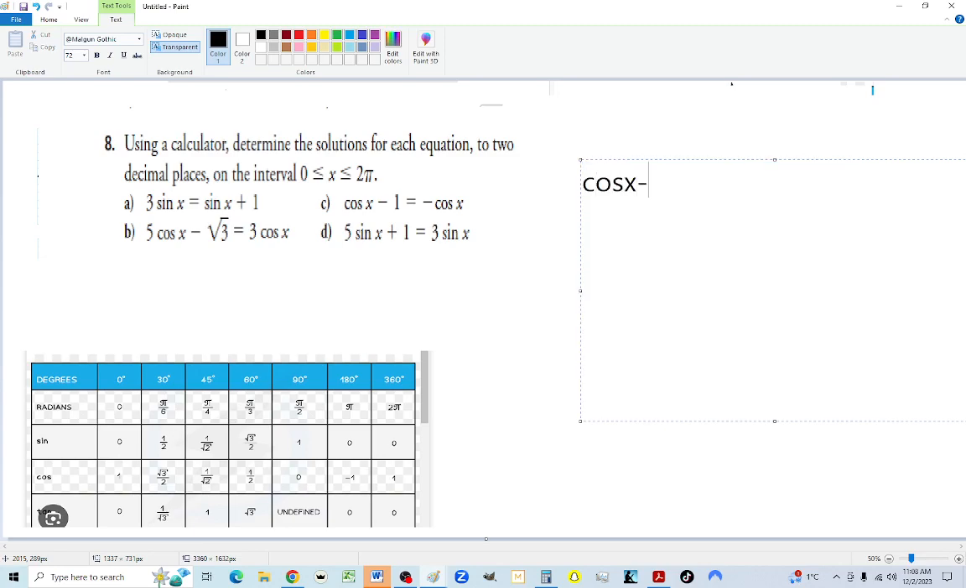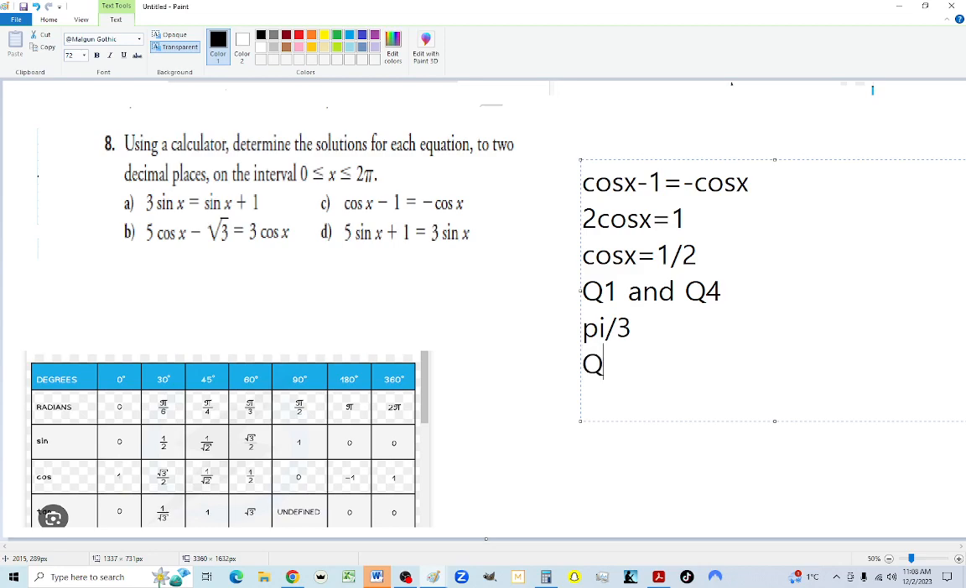Cos x minus 1 is equal to minus cos x. Add cos x to both sides. 2 cos x. Get the 1 to the other side. When is cos x equal to 1/2? Well, it's positive, so quadrant 1 and quadrant 4. And 1/2 is the same as pi over 3 in the exact value tables. So in quadrant 1, it's pi over 3. In quadrant 4, it's 2 pi minus pi over 3, which is 5 pi over 3.